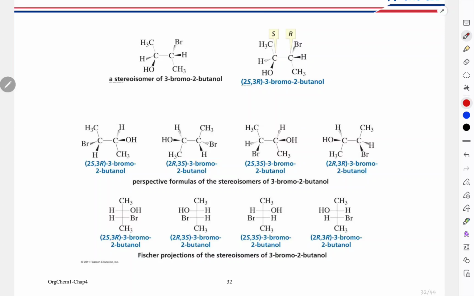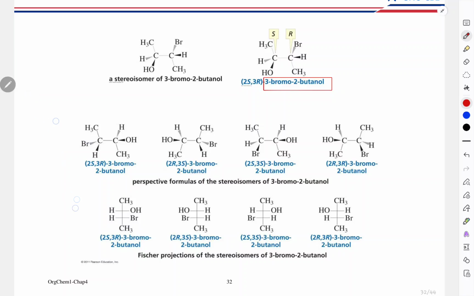Once you have this specific configuration and it asks you to call out the full name, then you should be able to call out the absolute configuration as well. Just 3-bromo 2-butanol is not sufficient. You have to assign absolute configuration if your structure has a particular stereoisomer case.